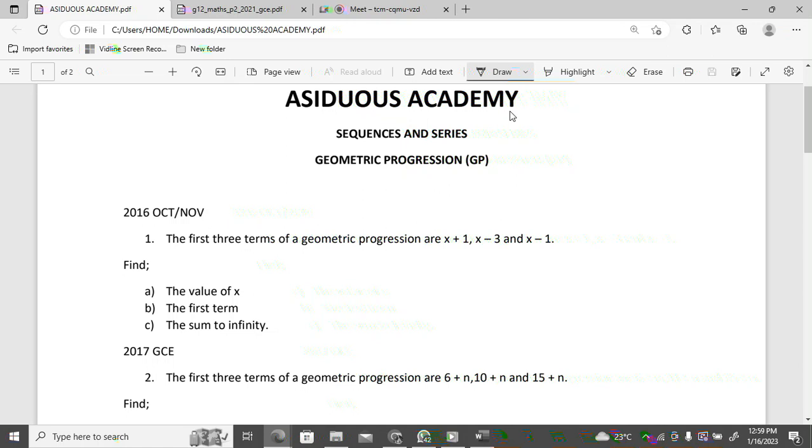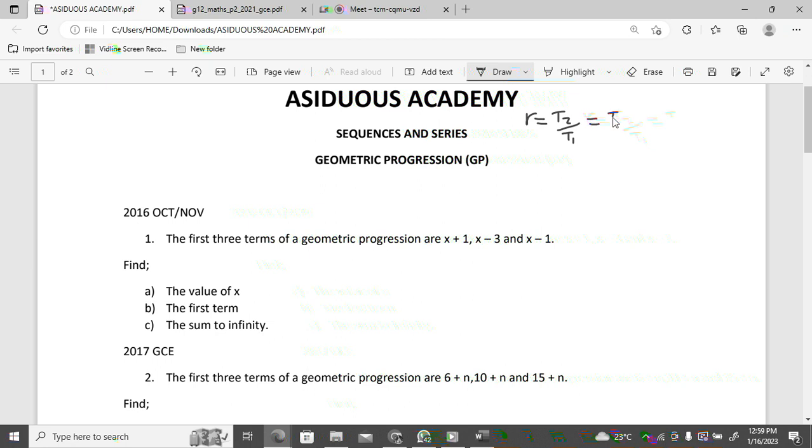From 2016 exams. It's saying the first three terms of a geometric progression are x plus 1, x minus 3, and x minus 1. We want to find first the value of x. To be able to find the value of x, we are going to use the principle of a common ratio. A common ratio is given by second term over first term.